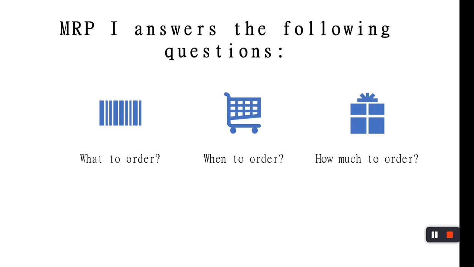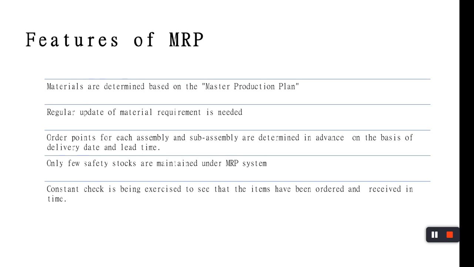So to help us make the best decision as to what materials to order, when to order them, and how much to order to solve this dilemma, here comes MRP. So MRP will come into the picture. So the features of MRP are the following. The materials are determined based on the master production plan. Later, we will define what is a master production plan.